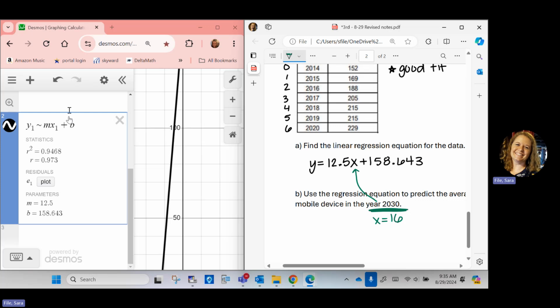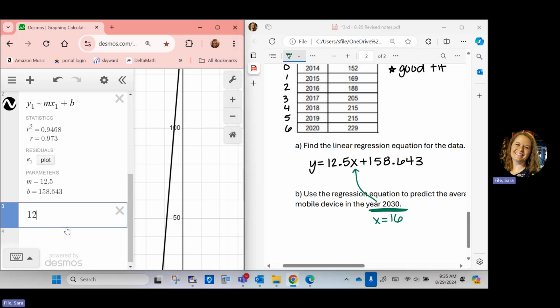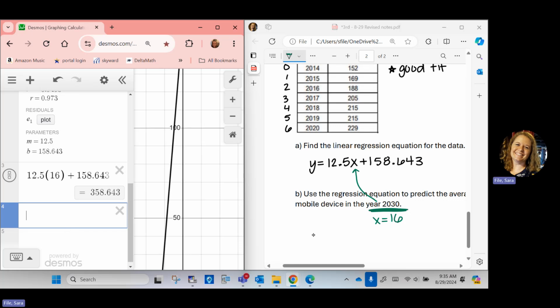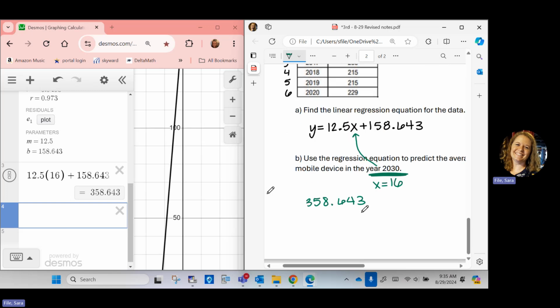Okay, so when I do that, I'm going to put 12.5 times 16 plus 158.643. And so my prediction is 358.643. But again, this is representing minutes, so I don't want this decimal. So that is going to round to the nearest whole number, approximately 359 minutes. Good?